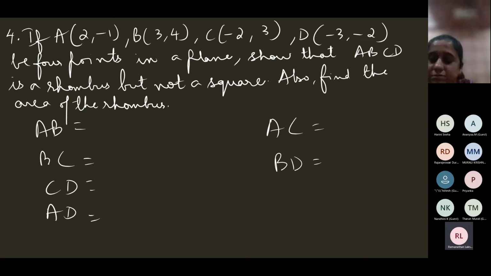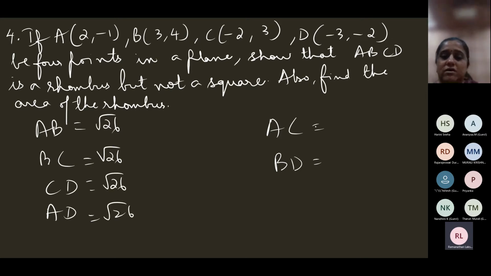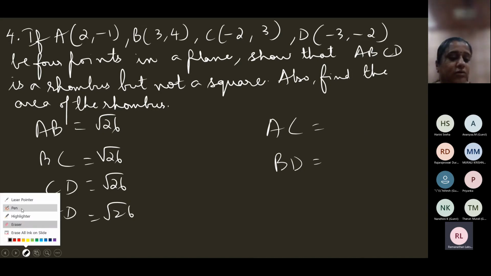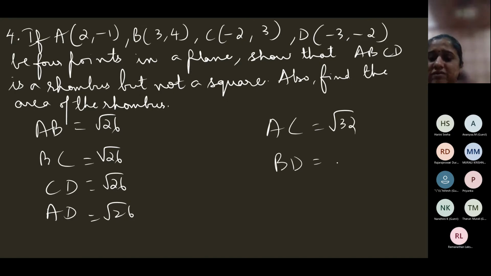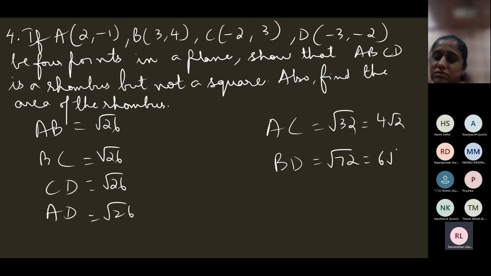Root 26 units, ma'am, also. Correct. Very good. Diagonal AC is 4 root 2 units, ma'am. Correct. BD is 6 root 2 units, ma'am. Very good. So you got root 32, right? Yes, ma'am, root 32 and root 72. Root 32 and root 72, correct? 4 root 2 and 6 root 2 units, correct.